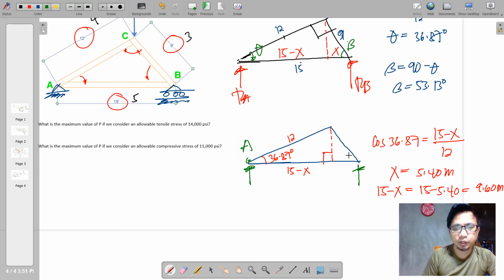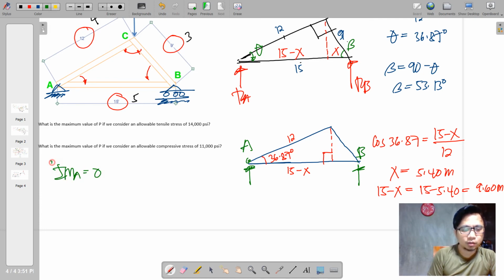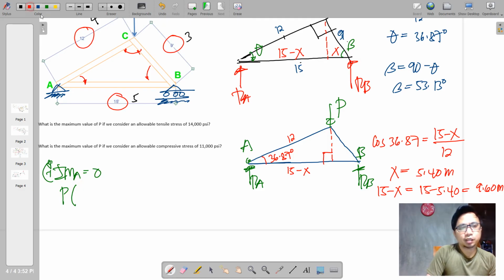Say this is point A and that is point B. So summation of moments at E is equal to 0. We have, say, this is RB and that is RE. We have this as P. We have P times 15 minus x. By the way, this is x. Okay.